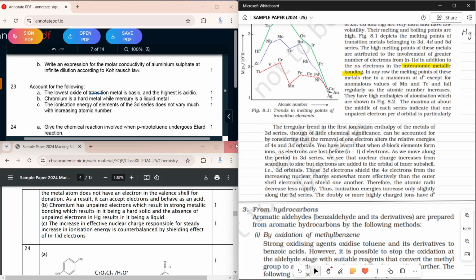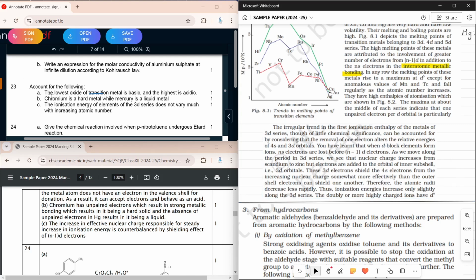Okay, question number 24. As long as you mention the fact that the increase in effective nuclear charge is counterbalanced by the shielding effect, you should be good to go. All of these were from the chapter d and f block elements. The last question was from ionization enthalpies.